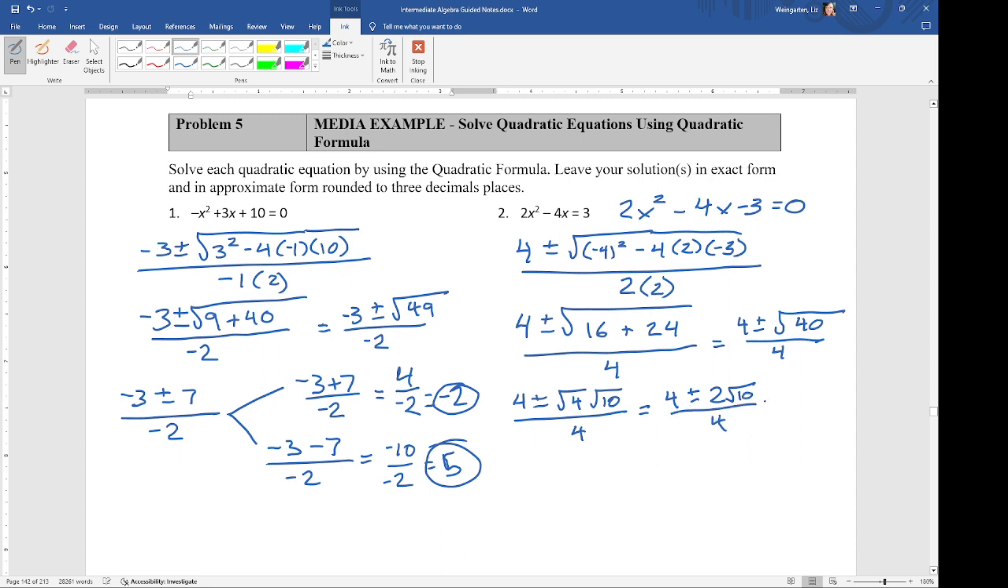which we can simplify one more time. We can take 2's out of everything. 2 plus or minus the square root of 10 over 2. So there are 2 solutions. One solution is going to be 2 plus the square root of 10 over 2. Our second solution will be 2 minus the square root of 10 over 2.